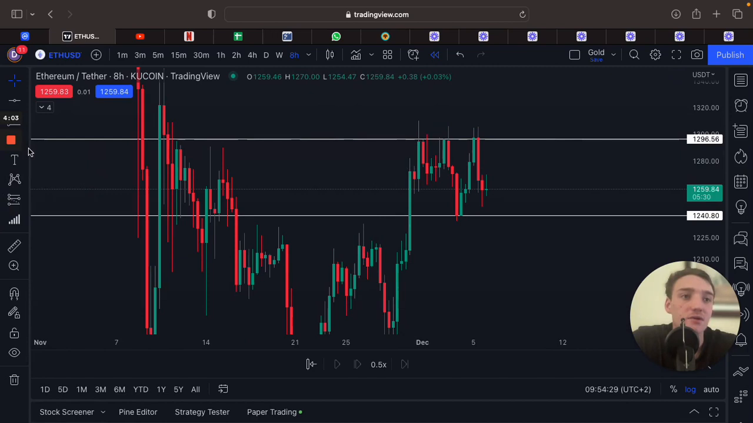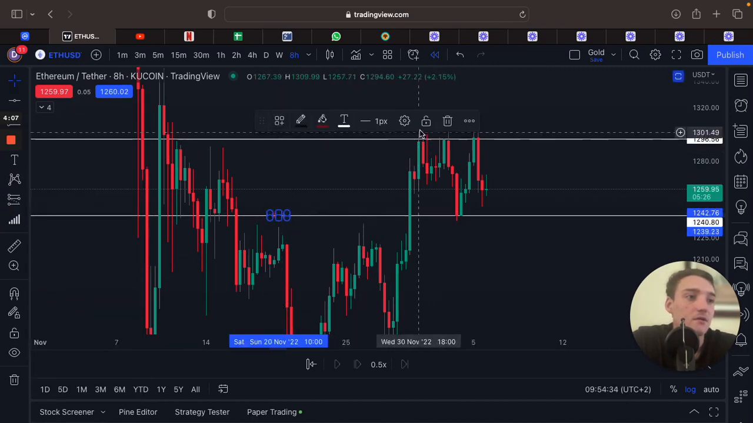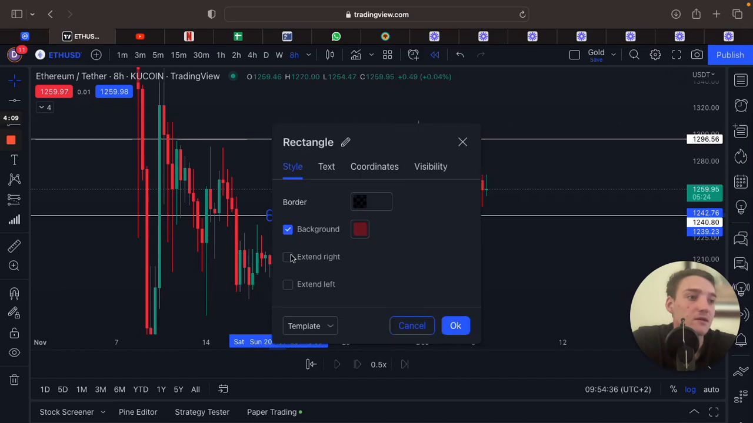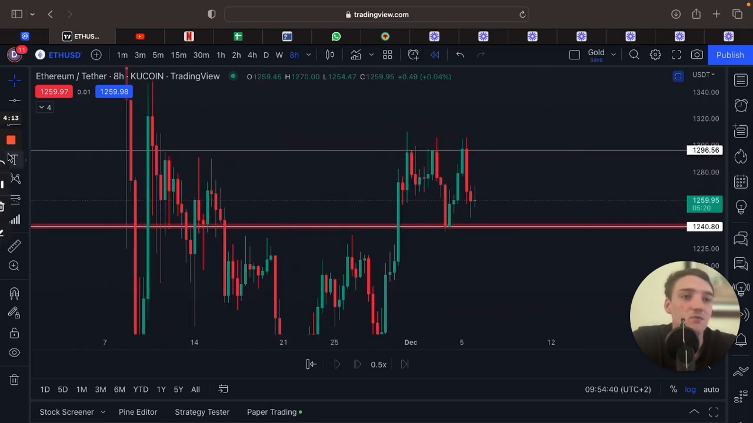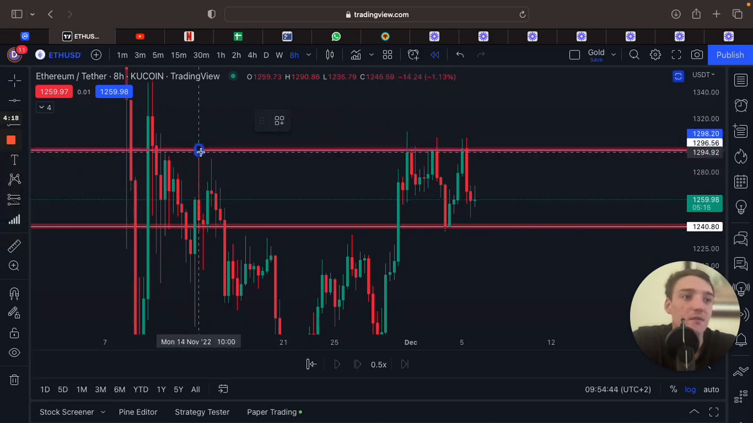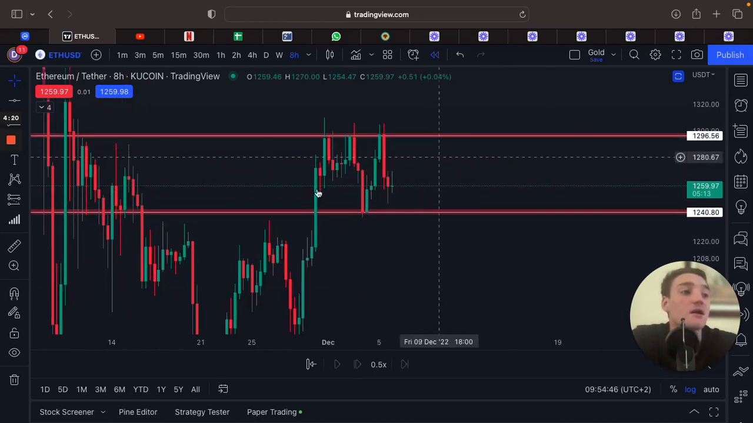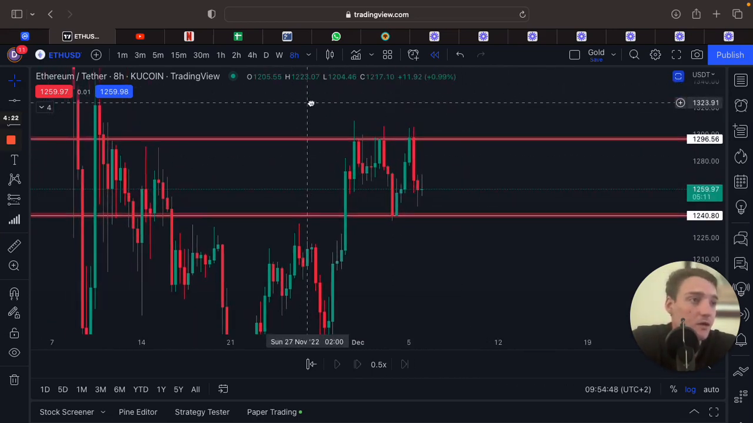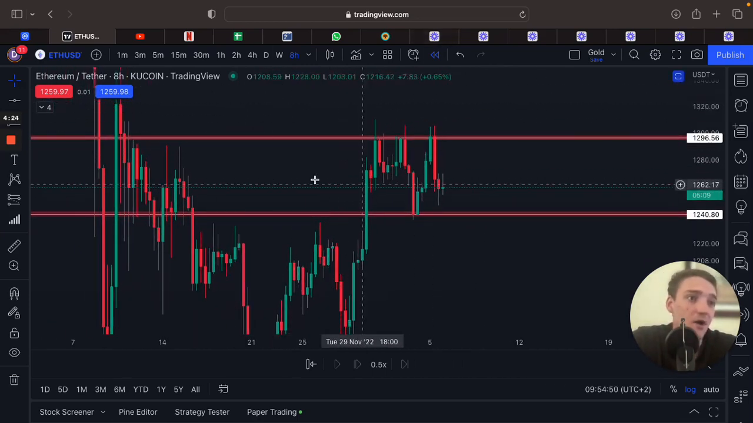What I like to do is draw a little box, something like this, extend left and extend right. This just identifies where we are, and I do it for all my zones, just so I get a better understanding, so it's nice and in your face. So now you can see that we have our current range on the 8 hour.